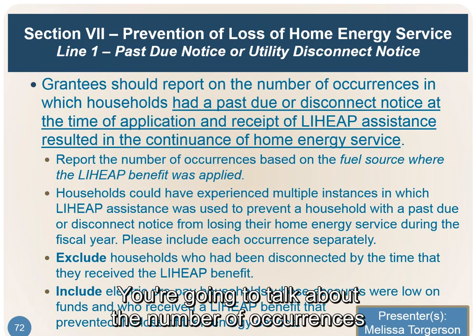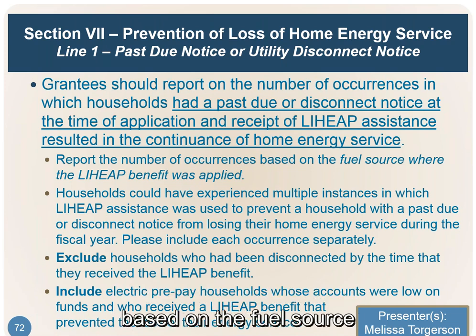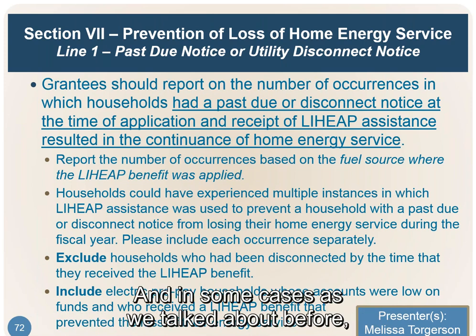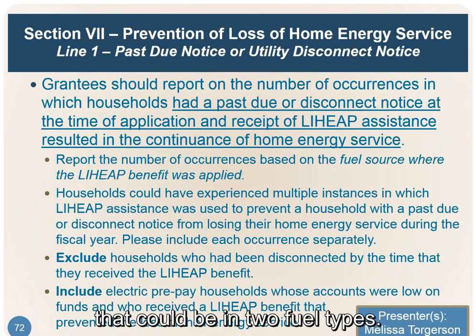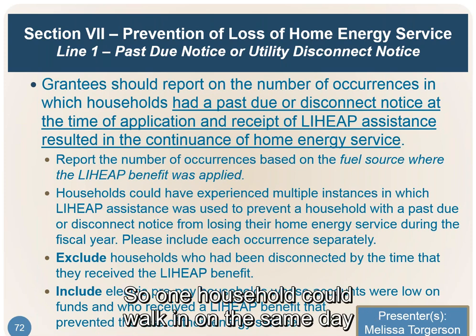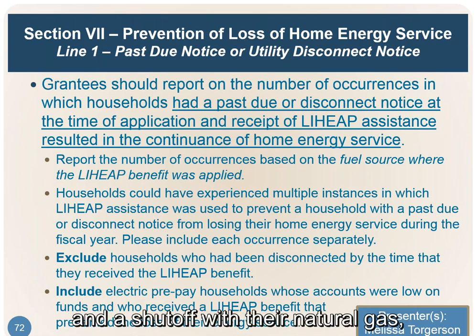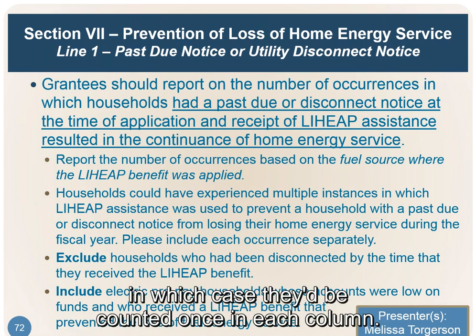You're going to talk about the number of occurrences based on the fuel source where the LIHEAP benefit was applied, not the main heating fuel, but where the benefit was applied. And in some cases, as we talked about before, that could be in 2 fuel types. So one household could walk in on the same day and get a benefit to prevent a shutoff with their electric and a shutoff with their natural gas, in which case they'd be counted once in each column.